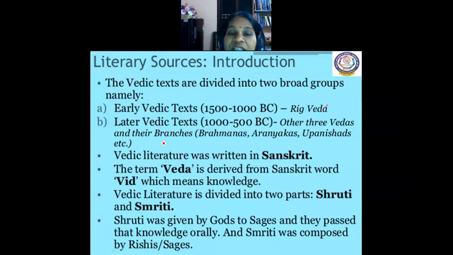Vedic literature is divided into two parts, that is Shruti and Smriti. Shruti was given by gods to sages, and they passed the knowledge orally. Smriti was composed by the rishis, by their own. Shruti is from God to sages. God gave it, but Smriti is what the sages themselves composed. That is Smriti.